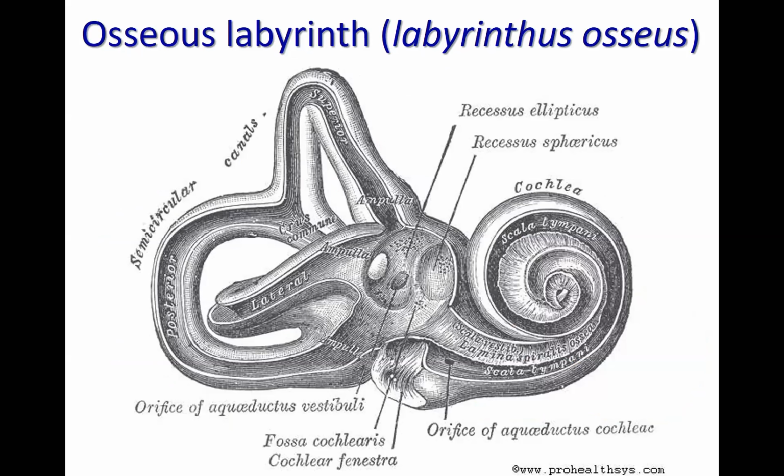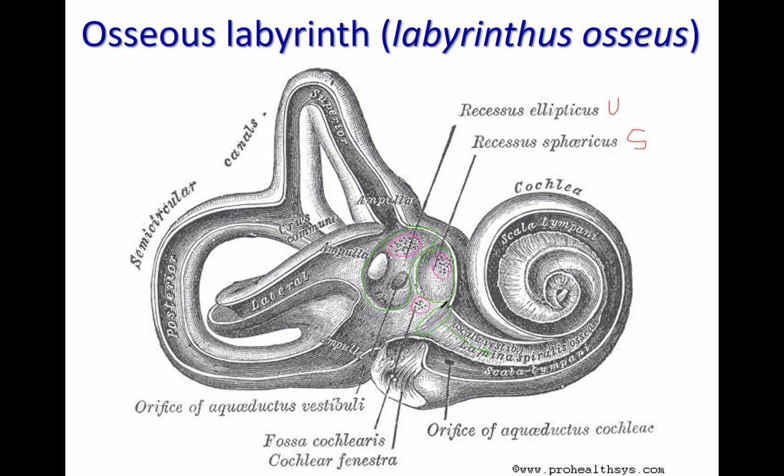So we have the elliptic recess, which is oval, and it's for the utricle, a membranous part which is called the utricle. Then we have the round recess, which we call spheric, that's for the saccule. This is a small cochlear recess from which the cochlea starts. And then we have the cribriform maculae. We have the superior, middle and inferior, through which the nerves then pass in.